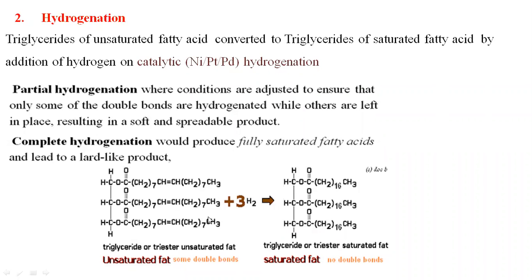How many unsaturations are there? Three unsaturations, so we react with three hydrogen molecules. Then these unsaturated compounds are converted to saturated ones. These are the triglycerides, the triesters of saturated fatty acids. The unsaturated fat has some double bonds; this is the saturated fat, with no double bonds. This is the example of a fully saturated fatty acid, or complete hydrogenation reaction.